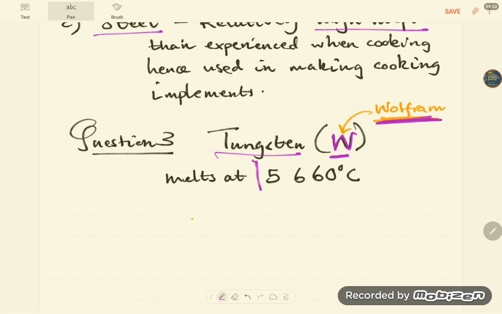And this one melts at an incredible 5,660 degrees Celsius, which is very high. If you remember, we were talking about gold melting at about 1,064 degrees Celsius. Now this one is way over 5 times that, which is decently high. And yeah, I think that does it for activity 4. And I'm just going to move on to activity 5.